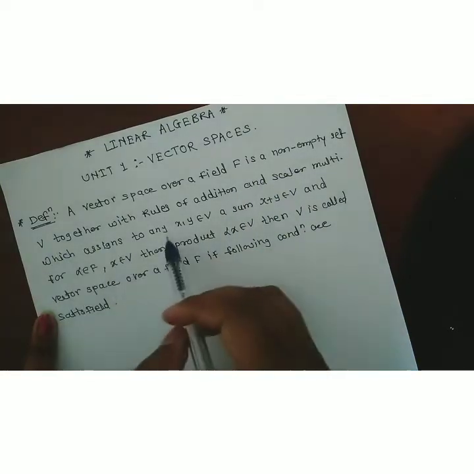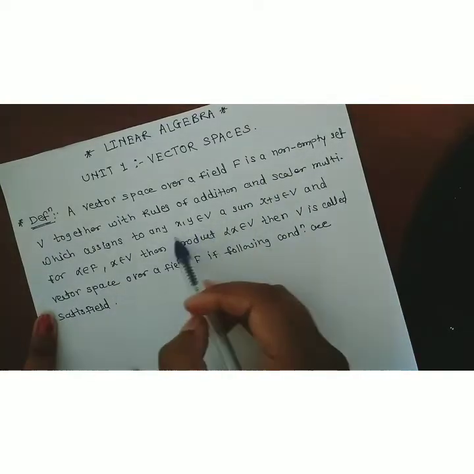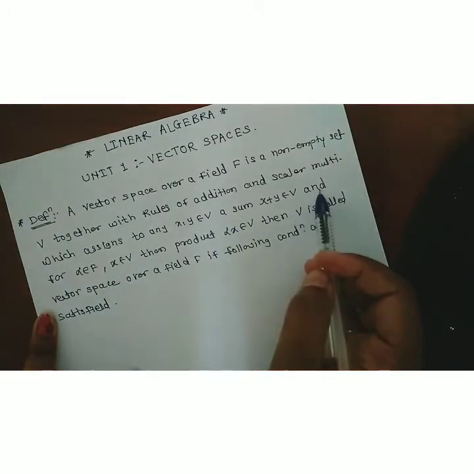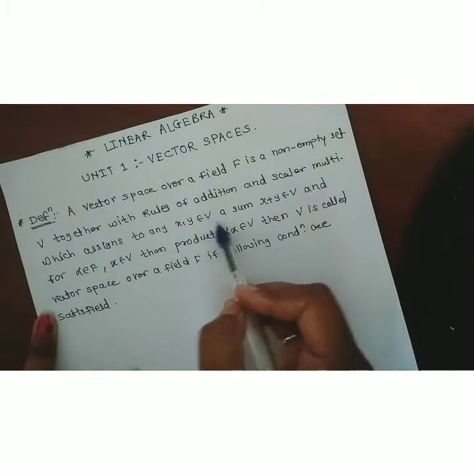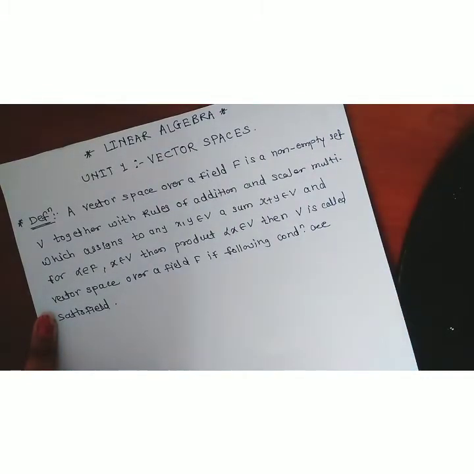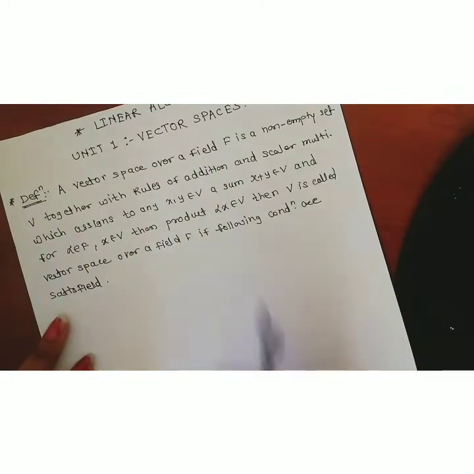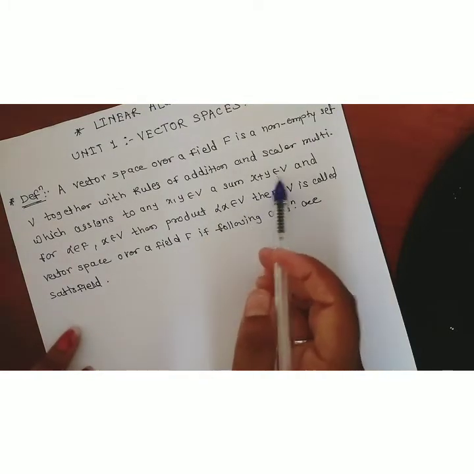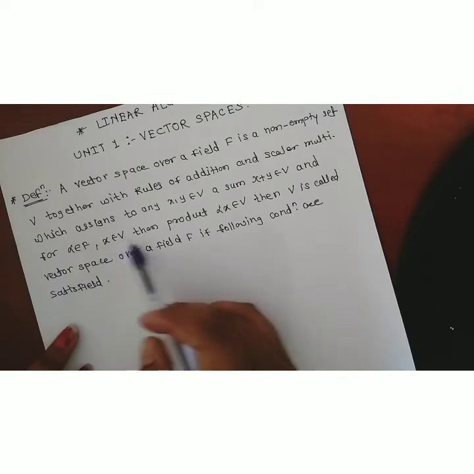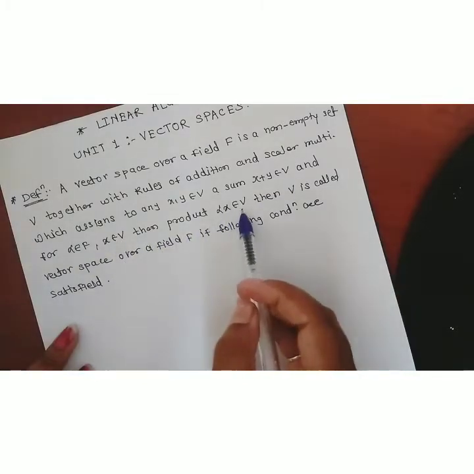Which assigns to any x, y belongs to V a sum x plus y belongs to V. If we take any two elements x, y belongs to V, its sum x plus y also belongs to V. And for alpha belongs to F, any element of the field F, and for any element x belongs to V, the product alpha into x also belongs to V. Okay, these are two basic things about the vector space.